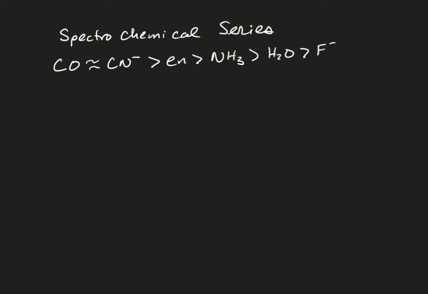Hello, Chem 111. I'm going to do a short video on the Spectrochemical Series and how this can affect the spin, or the number of unpaired electrons, in transition metal compounds. So my first example is going to be an iron compound.